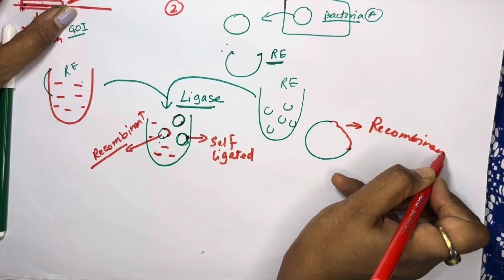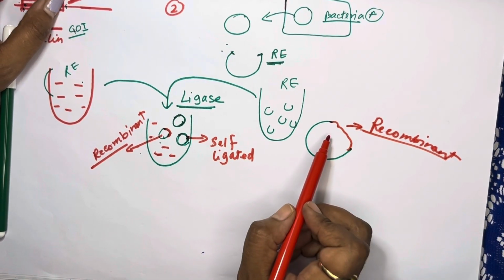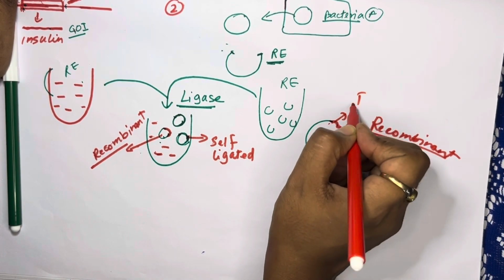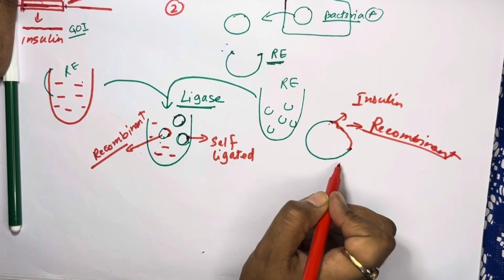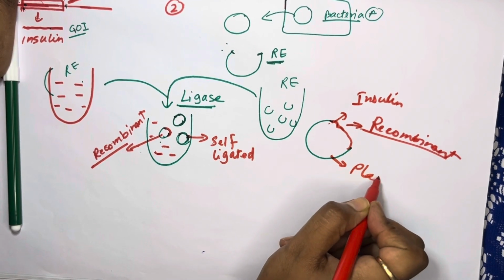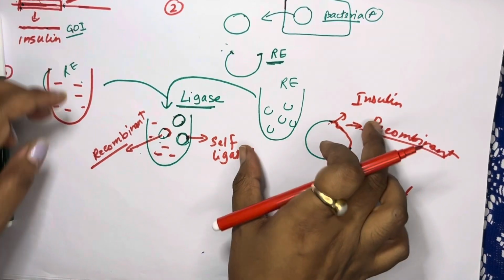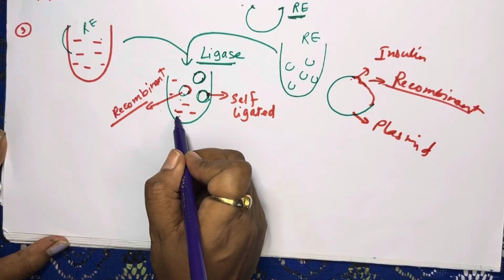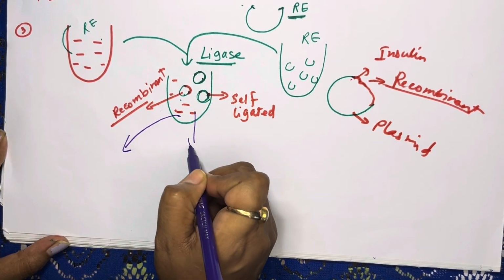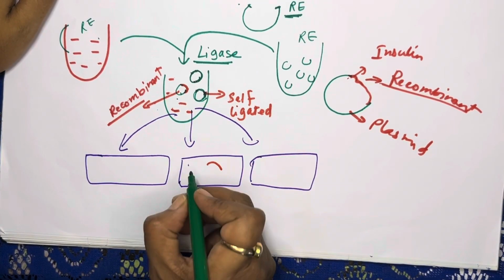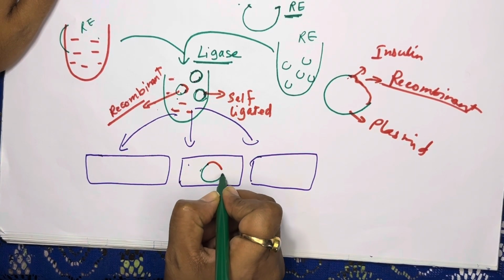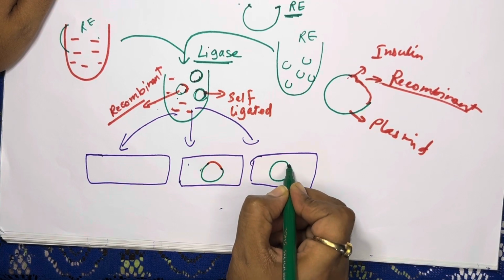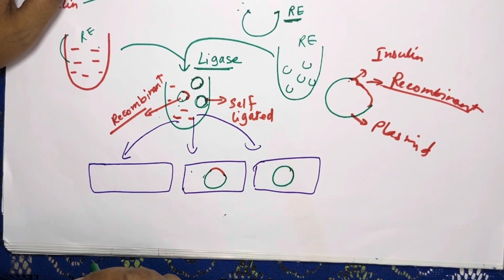I hope you understood why it is called recombinant or hybrid: it has our gene of interest, this red colored gene, which is the insulin gene, and this green colored thing is the plasmid. So here we have got recombinant. Now how can we distinguish them? We will insert these things into host bacteria. There is a possibility that the recombinant one can enter the host, and there is also a possibility that the self-ligated one can enter the host bacteria.